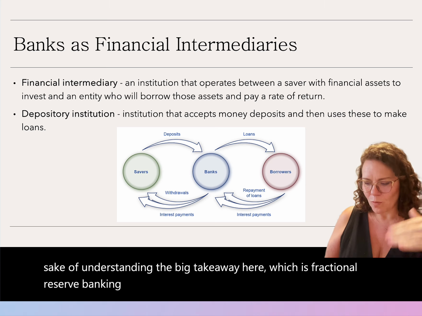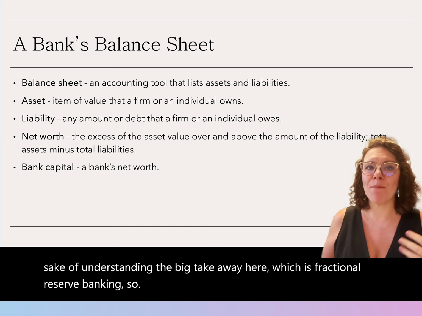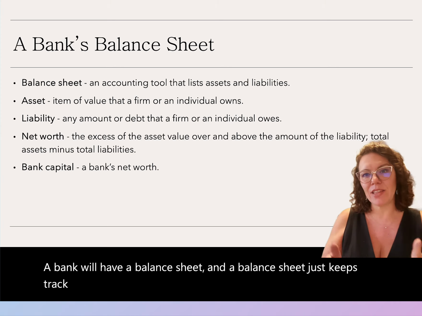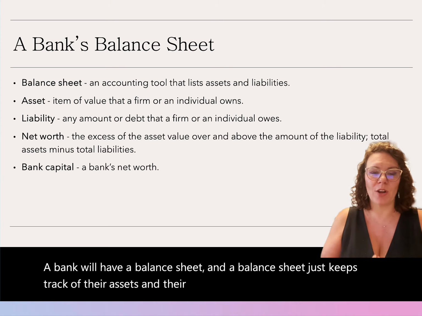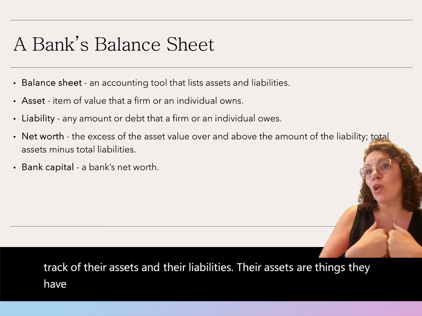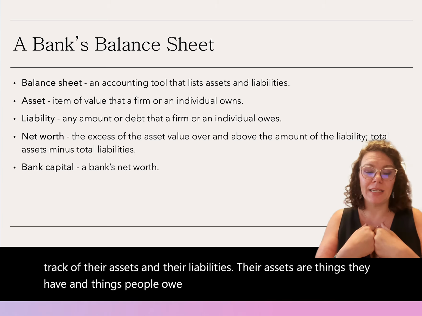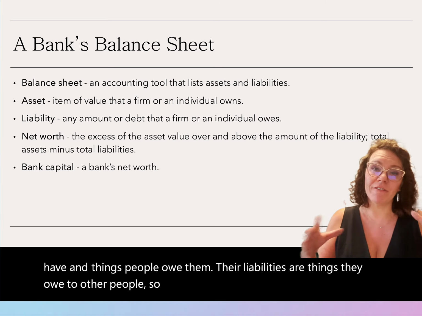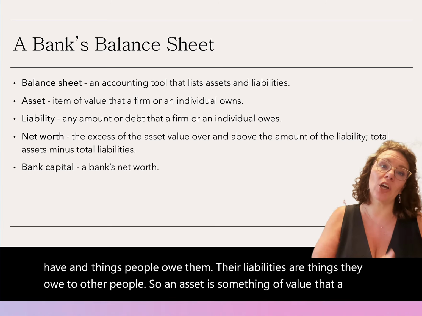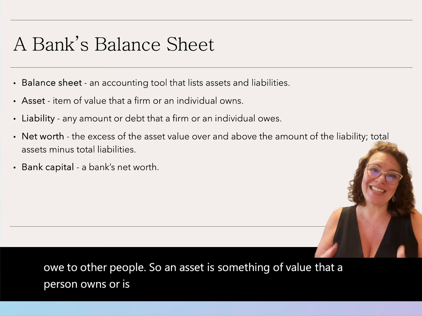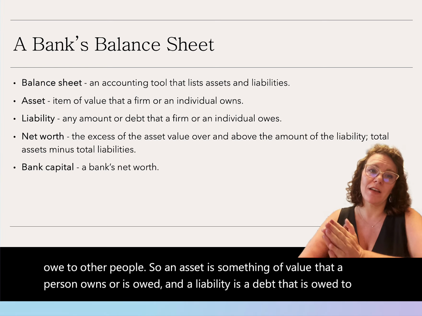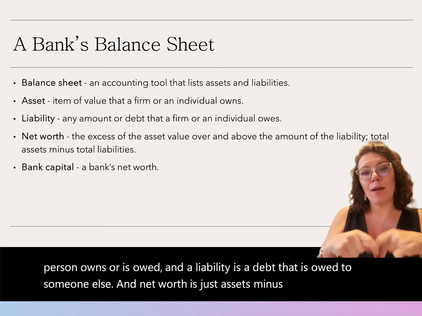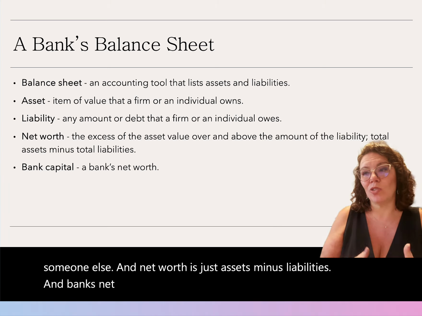So a bank will have a balance sheet, and a balance sheet just keeps track of their assets and their liabilities. Their assets are things they have and things people owe them. Their liabilities are things they owe to other people. So an asset is something of value that a person owns or is owed, and a liability is a debt that is owed to someone else. And net worth is just assets minus liabilities. And a bank's net worth is also called a bank's capital.